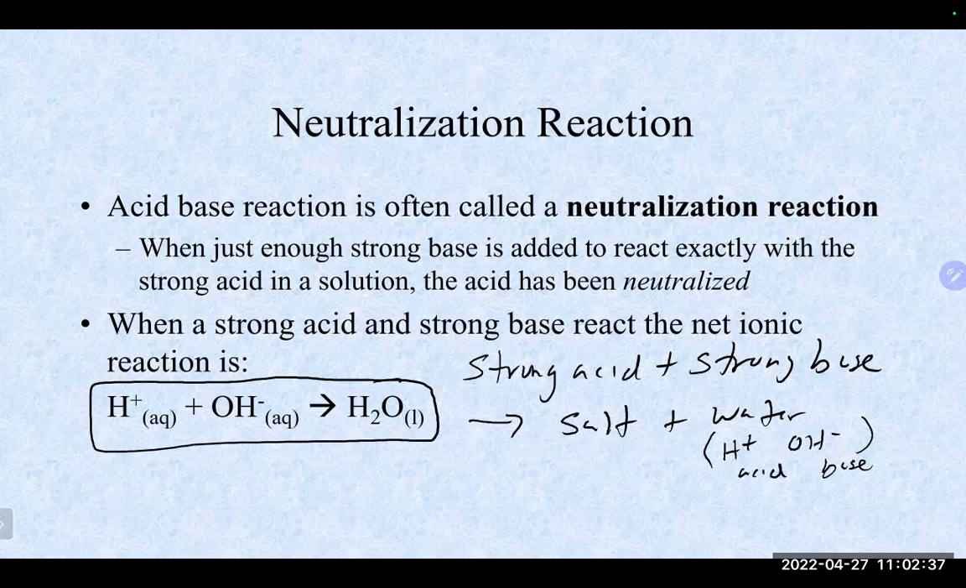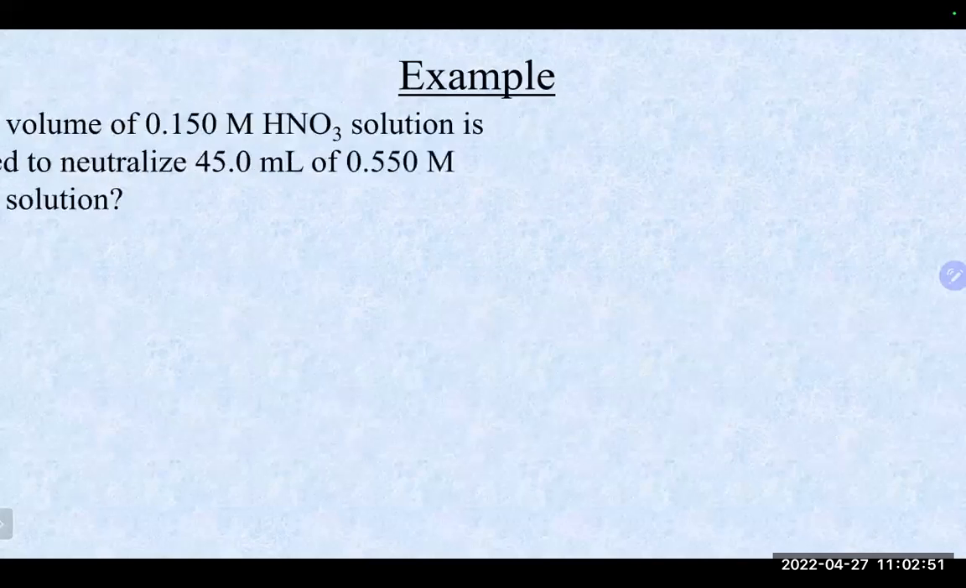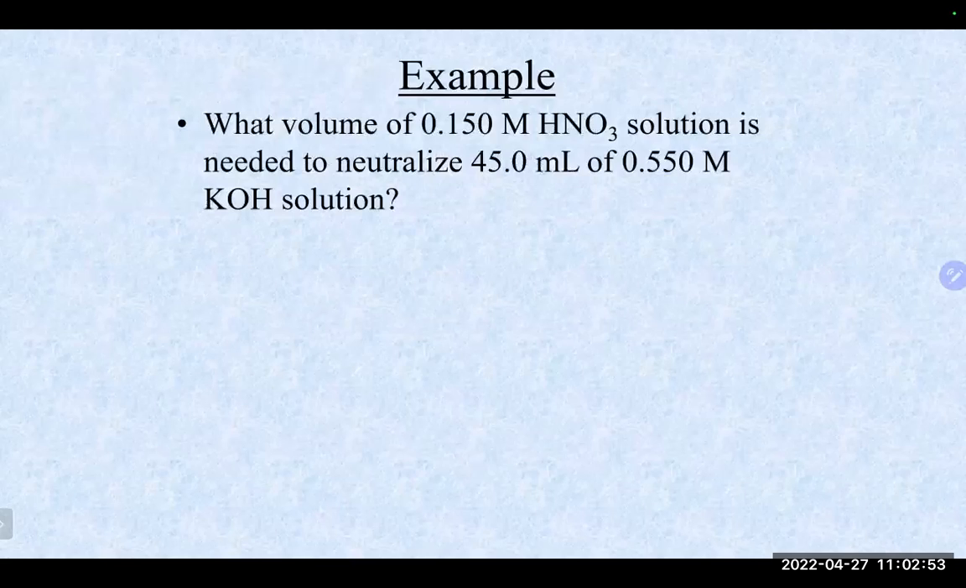All right, so we do a lot of titration problems as well, and they're sometimes referred to as neutralization problems. Sometimes they just ask how much of this is needed to neutralize something, which is a hint that it's almost like a titration problem. So let's take a look at one here. What volume of 0.15 molar nitric acid is needed to completely neutralize 45 milliliters of 0.55 molar KOH? Why don't you give it a try here?